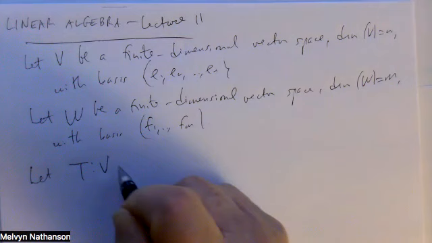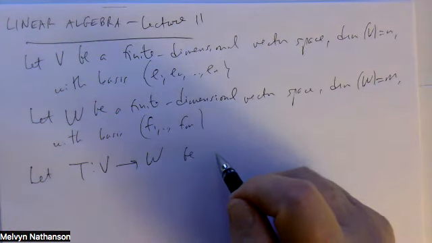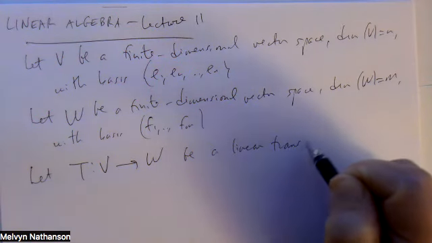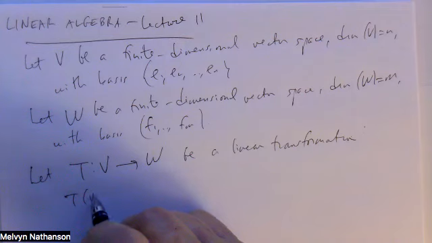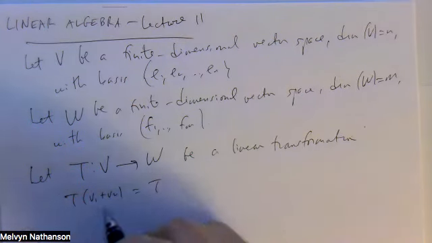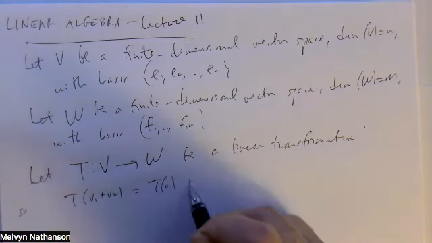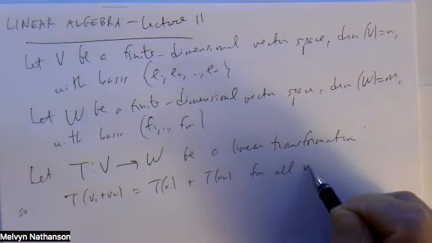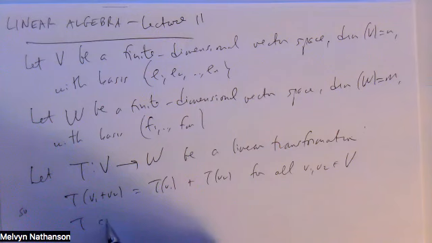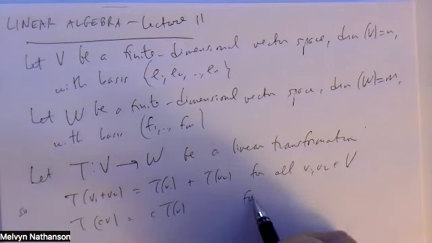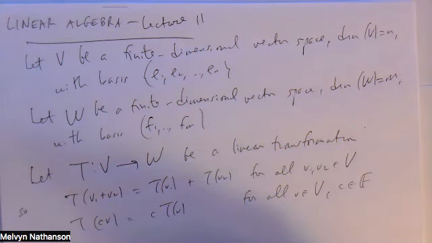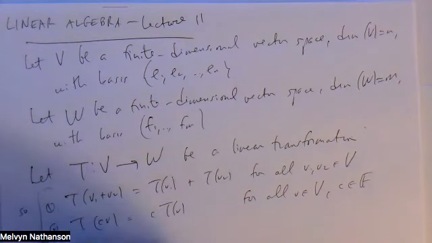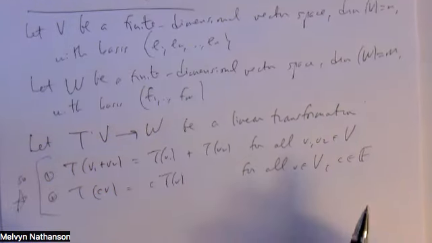And suppose we have a function T from V to W, that T be a linear transformation. So that's a special kind of function between vector spaces. That means it has the property that T of V1 plus V2 is T of V1 plus T of V2 for all vectors V1, V2 in V, and T of c times V is c T of V for all vectors V in V, and c in the field F, c is a scalar. So a linear transformation from one vector space to another is a function that satisfies these two fundamental properties. These are very, very, very important.